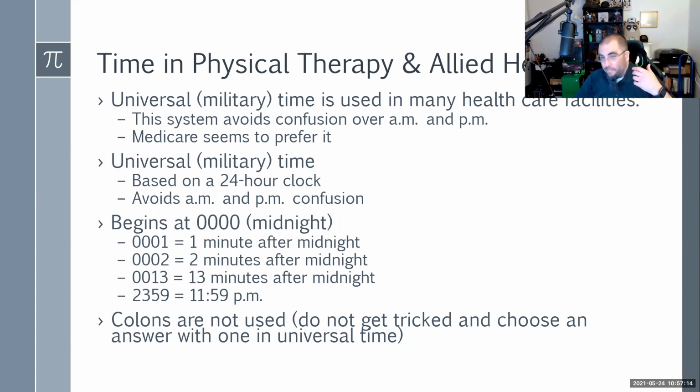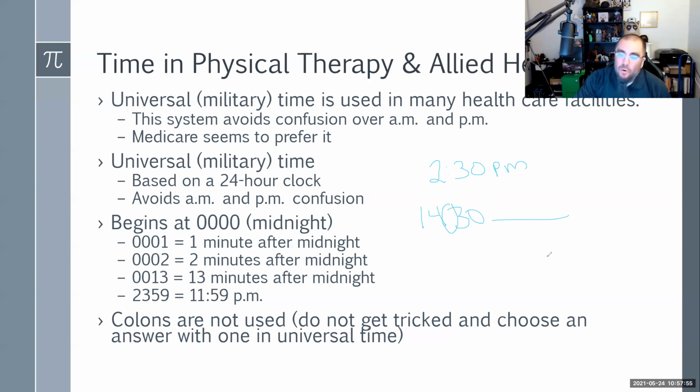It begins at midnight, where it's 0000, and goes to 23:59. In universal time, colons are not used. In normal time, if it's 2:30, we put a colon and say PM, right? In military time, to convert that, if it's past 12 o'clock, we add 12 to it. So 2:30 becomes 14:30. There is no suffix that follows it. We're not going to list AM or PM, and there is no colon in the time.